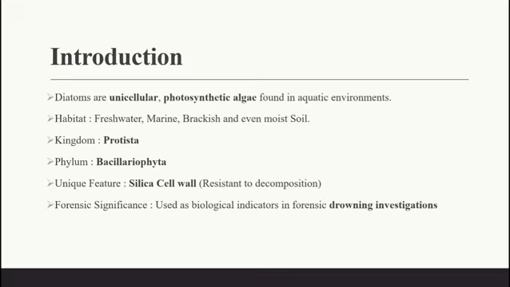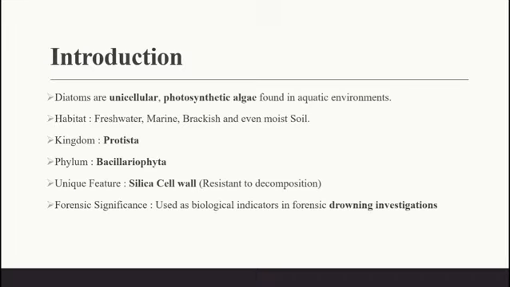Diatoms are unicellular photosynthetic algae found in aquatic environment. They can be found in fresh water or marine water, brackish water, or even in moist soil. They belong to the kingdom Protista and their phylum is Bacillariophyta. The unique feature diatoms are known for is their cell wall, which is made up of silica, and these cell walls are resistant to decomposition, and are very specific to a particular diatom.